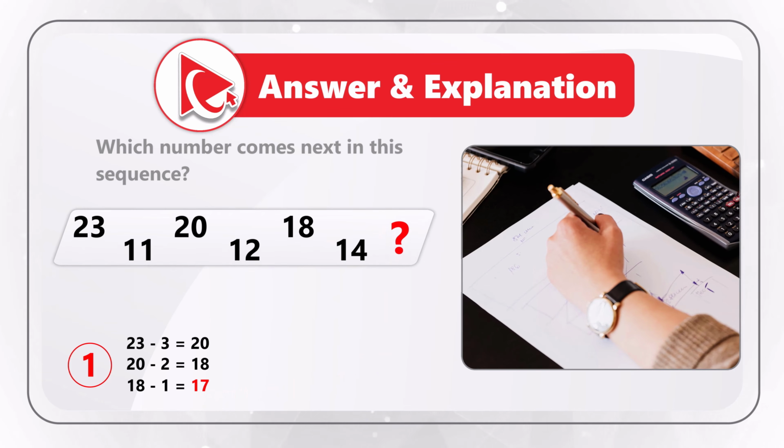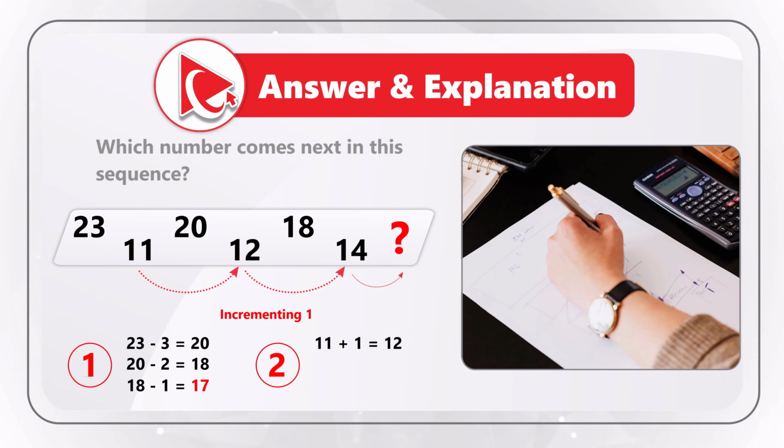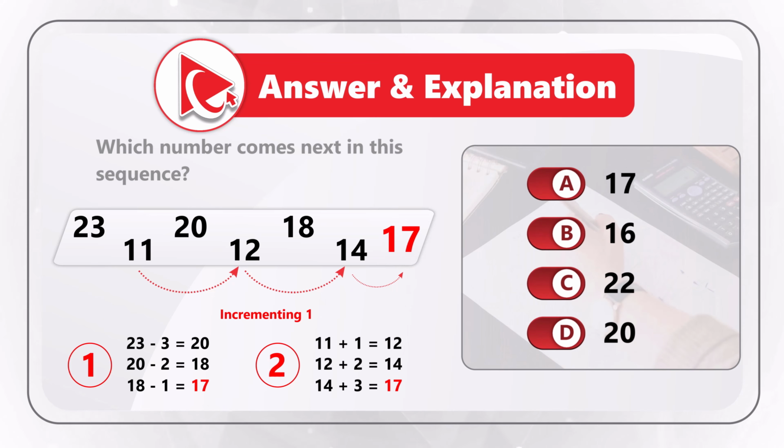The even numbers 11, 12, 14, and then the missing number are calculated using a different pattern. In fact, the opposite pattern, where instead of decrement, we use increment. Let's look at the examples. 11 plus 1 equals 12. Then we increase 1 by an additional number, and we increment 12 by 2, which leads us to a result of 14. Then the next number, the missing number, is calculated as 14 plus 3, which equals 17. So the correct answer here is choice A, 17.